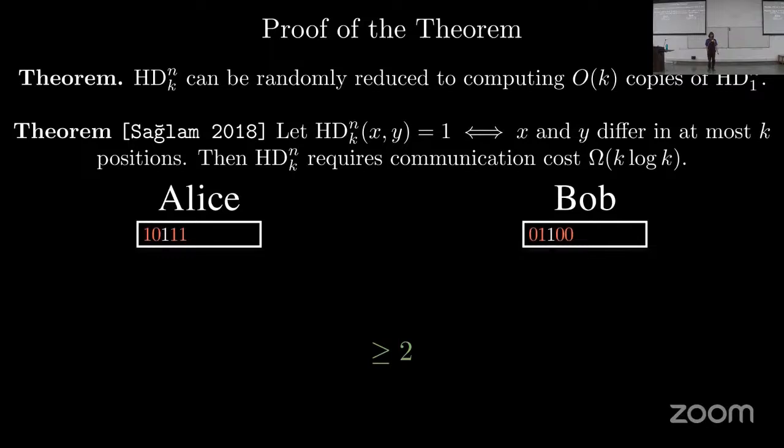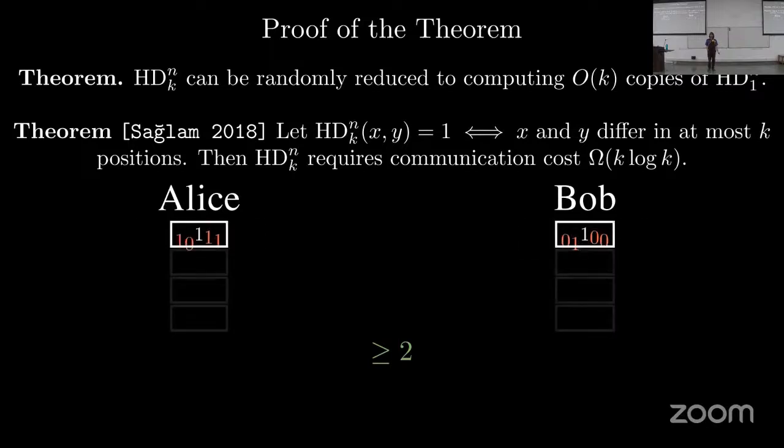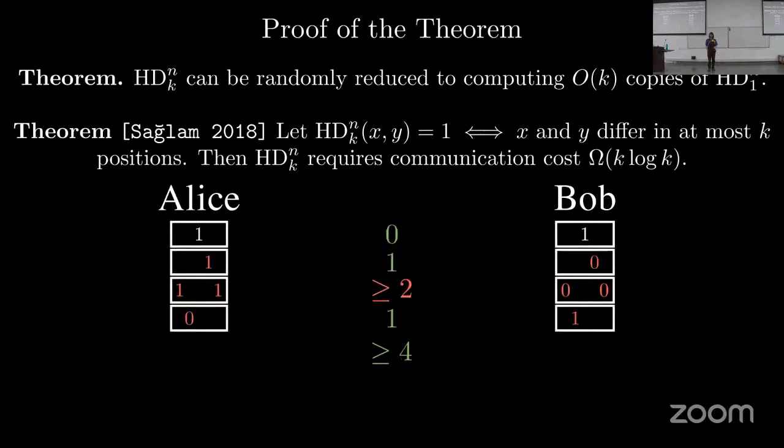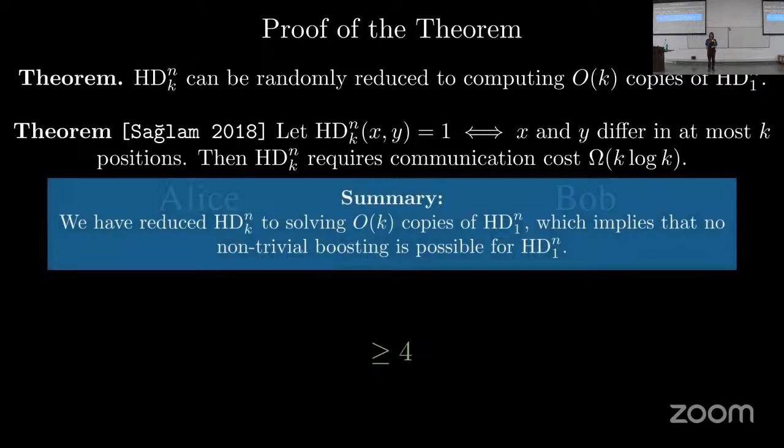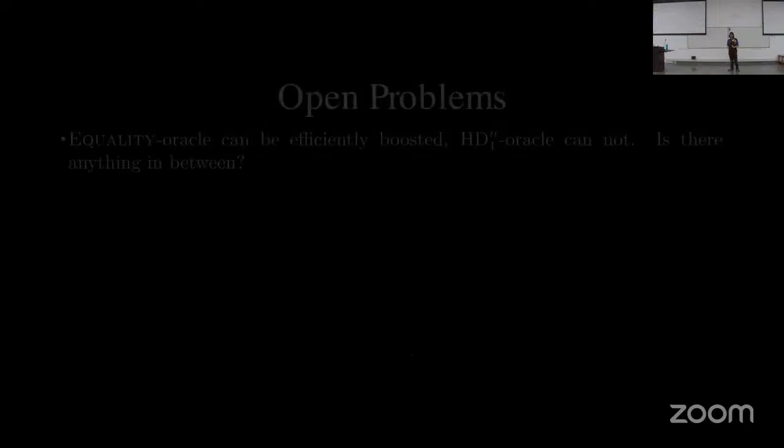Okay. I have more animations, but they're the same. So we have proved that we can reduce Hamming distance k to k copies of Hamming distance 1. And that concludes our main proof.